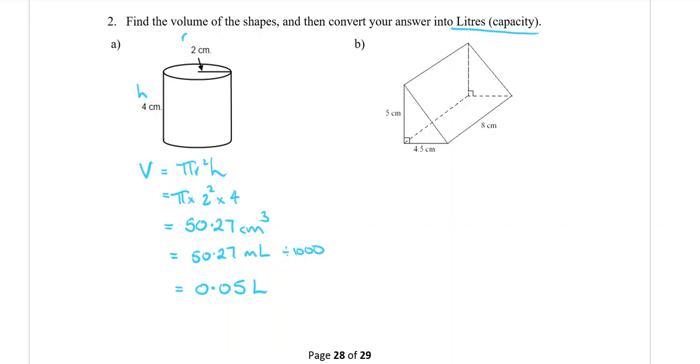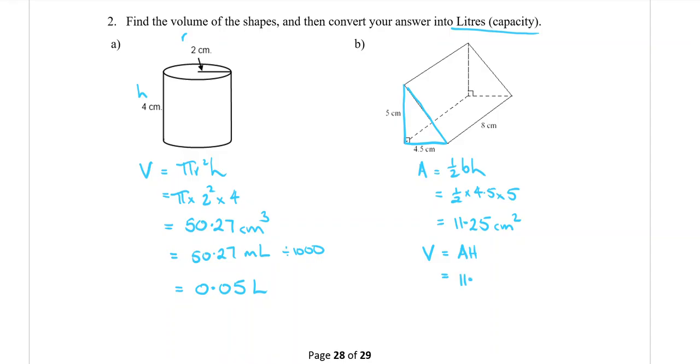Okay, let's try a triangular prism. We want to find the volume in liters. So first of all, I'm going to need to find the area of that triangle. So the area of a triangle is half BH. The base and the height is 4.5 times 5. That equals 11.25 centimeters squared.